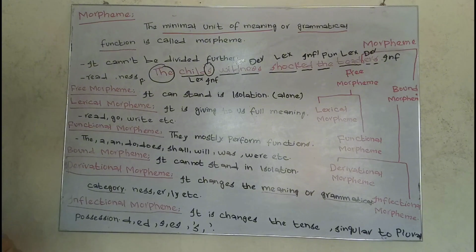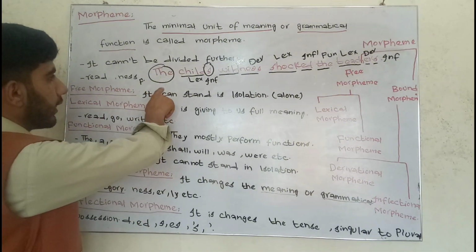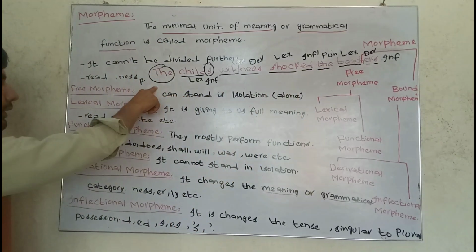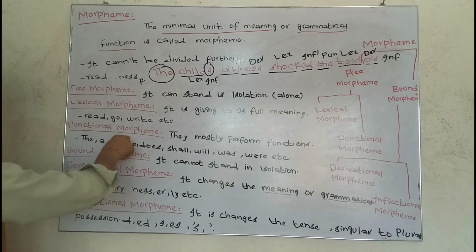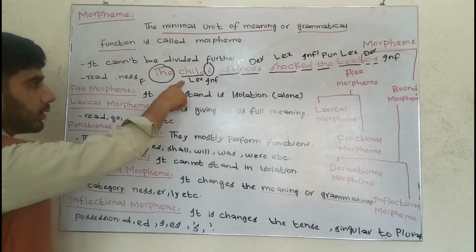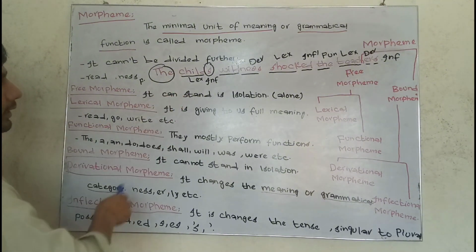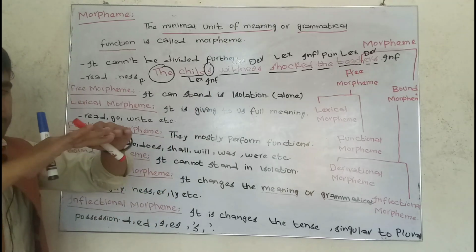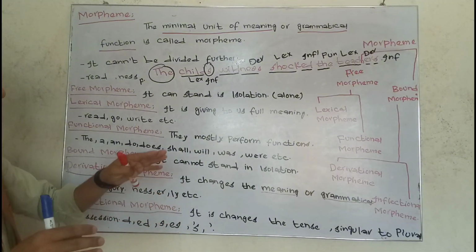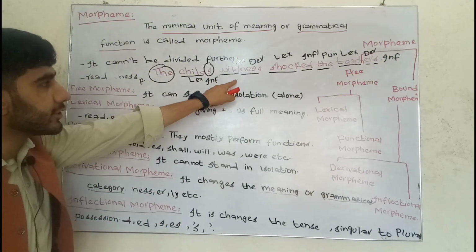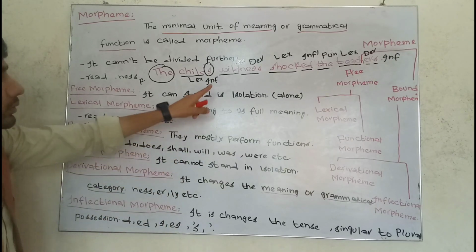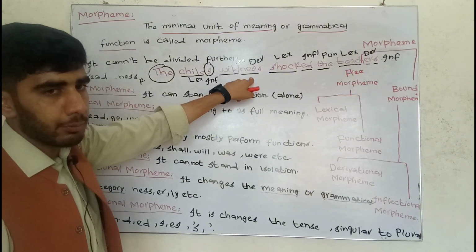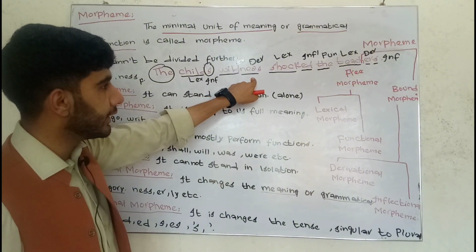Okay, now I'll give you one example, which I have written and explained too. The sentence: the child's wildness shocked the teachers. The is a functional morpheme because it's performing a function. Child is giving us full meaning, so it's a lexical morpheme. Apostrophe s is an inflectional morpheme. Why? Because it provides us the position. Child's wildness means the wildness of the child. Wild is a lexical morpheme because it's giving us full meaning. Ness is a derivational morpheme because it's changing the meaning and grammatical category too.